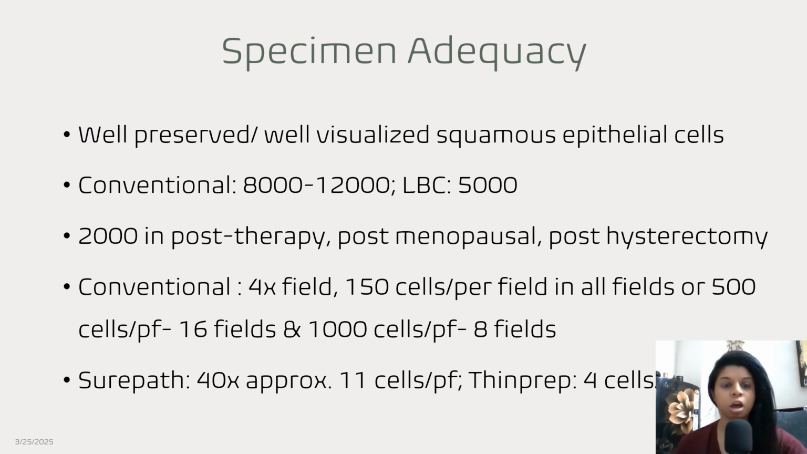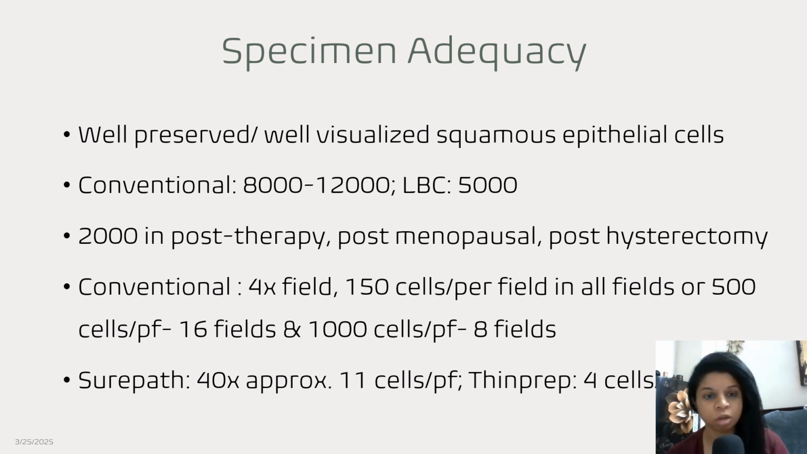Okay, so that is how you will get a well preserved, well visualized squamous epithelial cell, which means one that is not obscured by blood, mucus or inflammatory cells. That is a well visualized cell. So you need well preserved, well visualized 8,000 to 12,000 squamous epithelial cells in a conventional pap smear to call it adequate. Okay. Now, this criteria is not applied in certain conditions, especially post therapy.